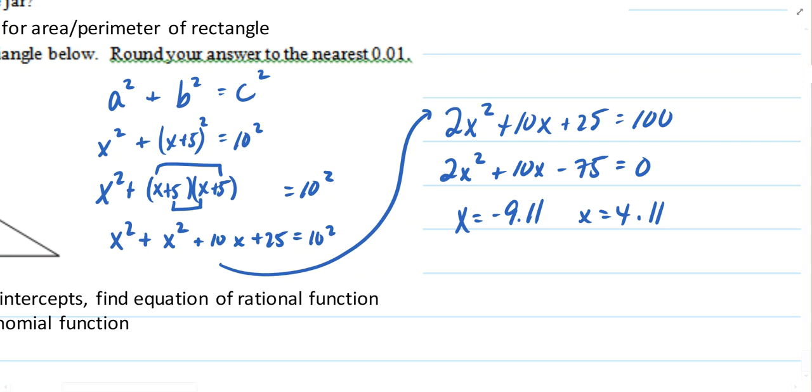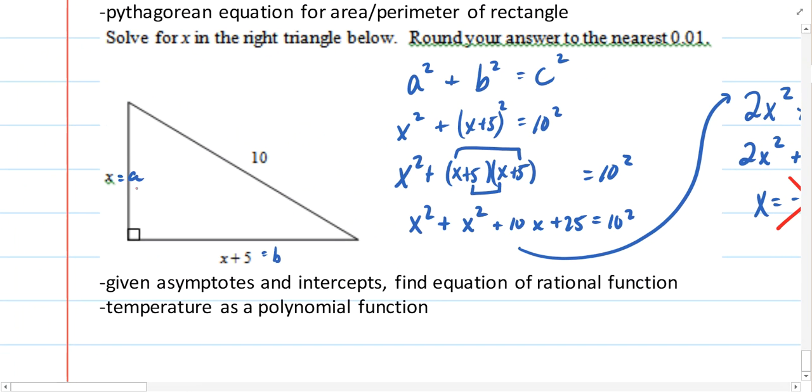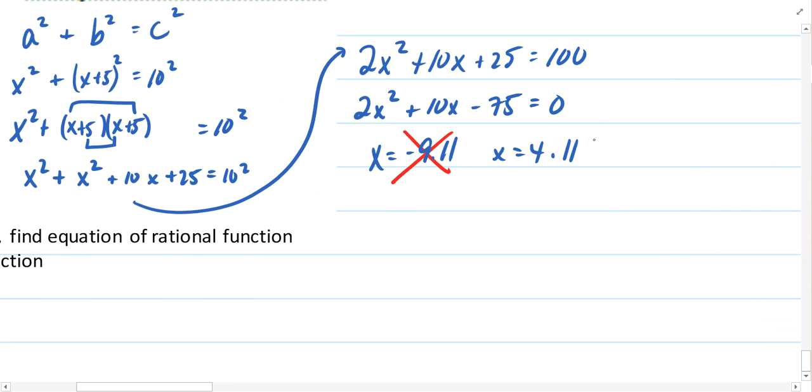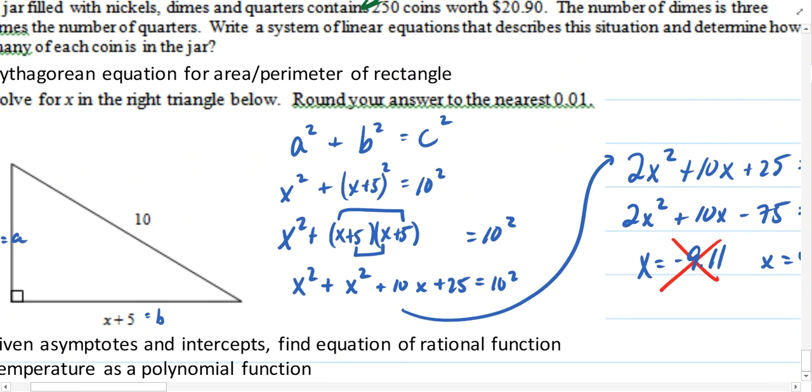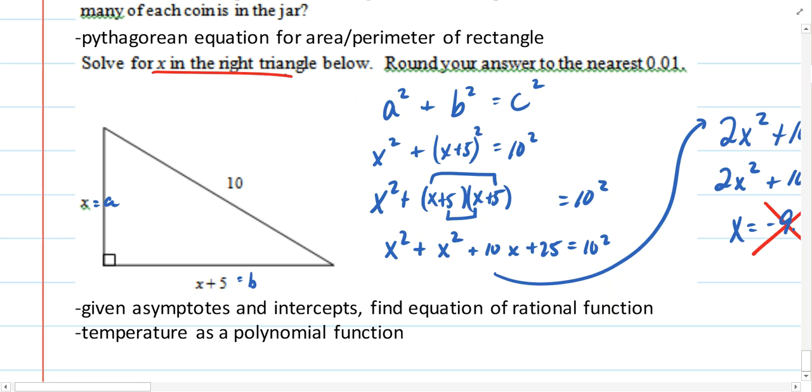But I should also recognize that both of these answers are not correct for this particular problem. We can't have an x value of negative 9.11 because I can't have a side length of negative 9.11. So I'm throwing that value out, and I'm claiming that x itself is equal to 4.11. And that's exactly what we've been asked to find, is to solve for x. x is equal to 4.11, and that's the only answer for this particular question.